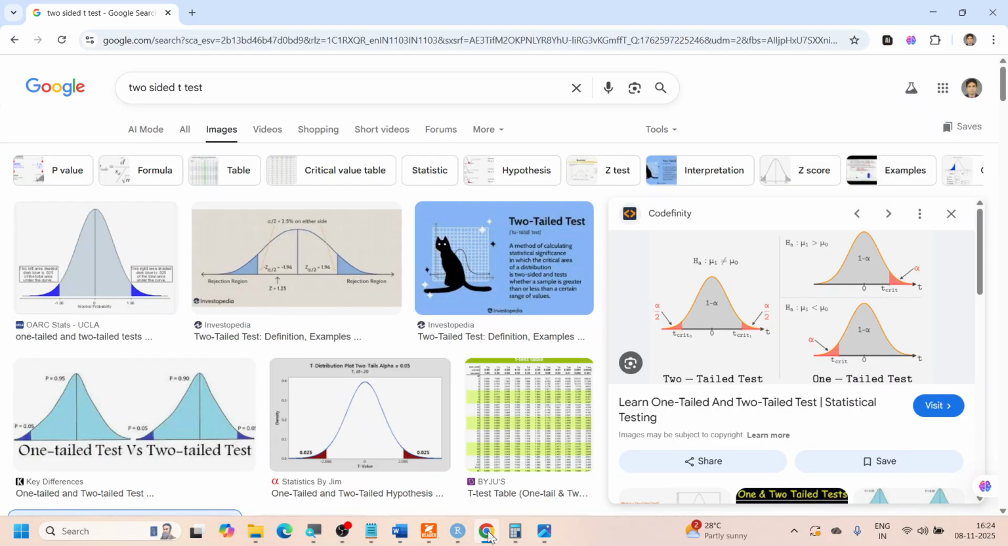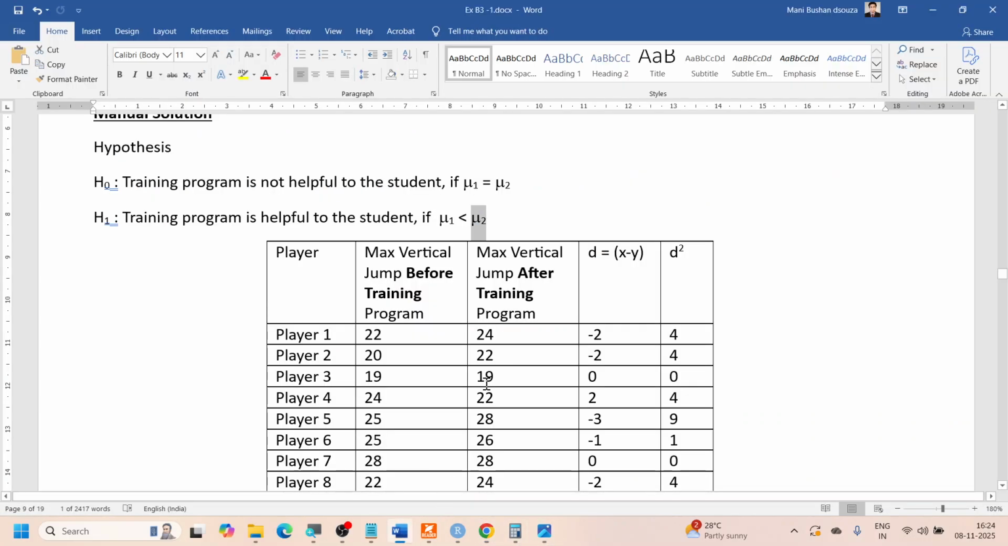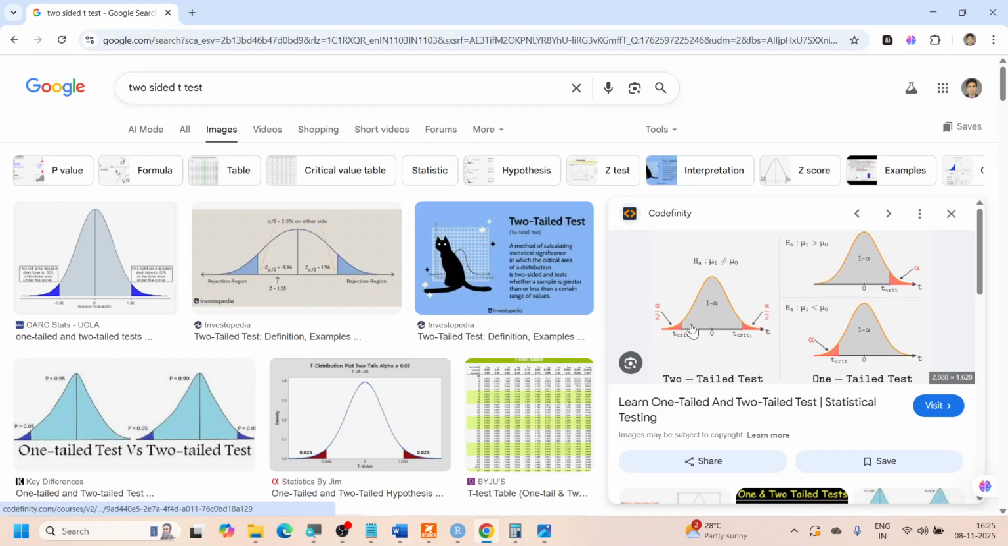So what do I mean by that? Generally two options will be there. See this one, mu1: the mean before training and after training are equal. This is the null hypothesis. The other possible alternative hypothesis is mu1 is not equal to mu2. So it may be less or it may be more, but it is not equal to mu2. So when you say mu1 is not equal to mu2, the result may come on the left-hand side, or it may come on the right-hand side.